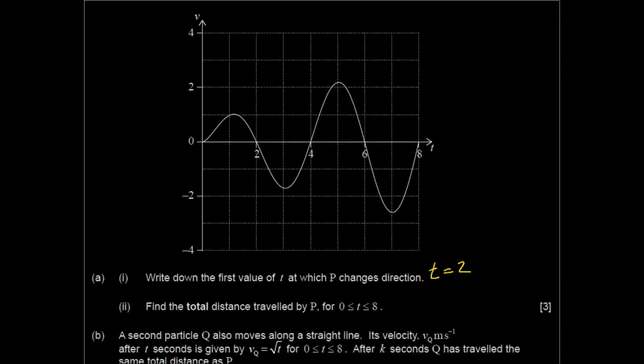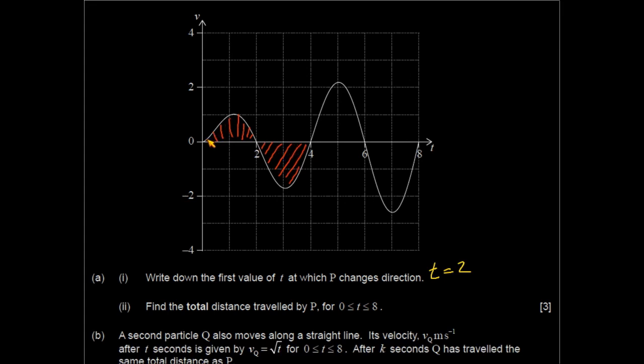Next it says find the total distance travelled by P between 0 and 8 seconds. So what we're going to need to do here is do some integration and work out the area under the curve. So first of all, if we work out this area here, which we can do by integrating the curve between 0 and 2, this will give us a positive value for this distance. We would then work out this one, which would give us a negative distance.